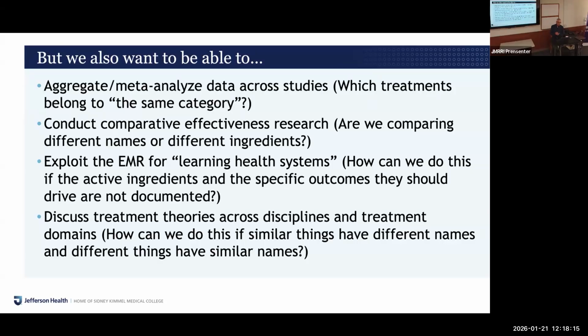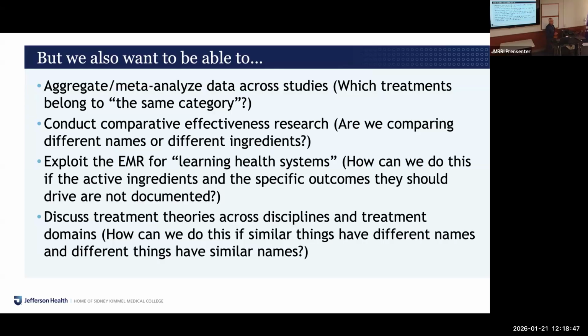We want to be able to conduct comparative effectiveness research, but we often have treatments that are just a big mishmash of ingredients with somebody's name on them. And now we're going to compare them to another mishmash with somebody else's name on them. And we're going to compare Smith to Jones without ever really knowing what ingredients we're comparing to each other. Doesn't sound very helpful. We'd like to be able to exploit EMR learning health system, but we've got to have words that have more solid meanings to do that.